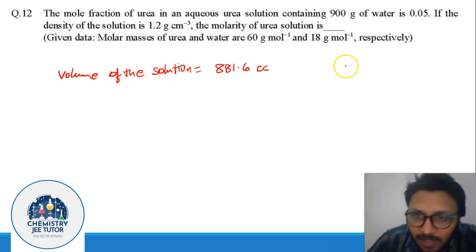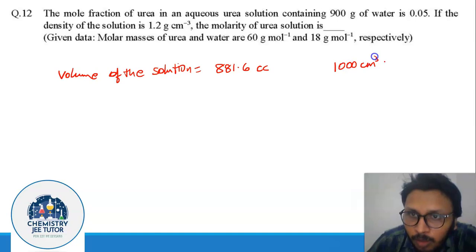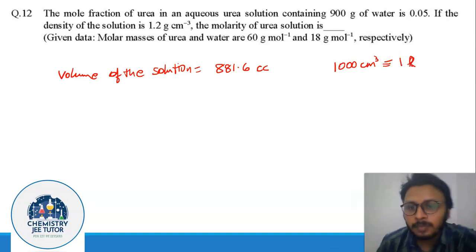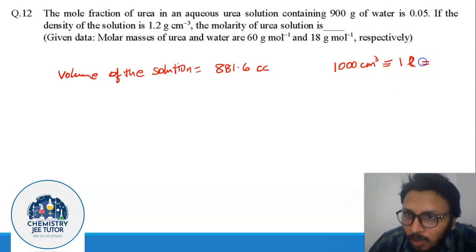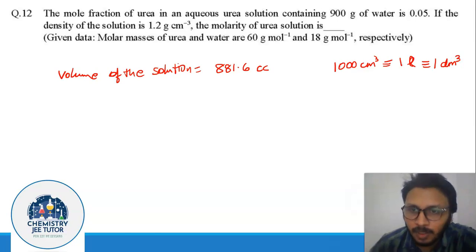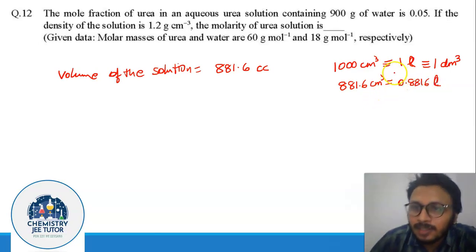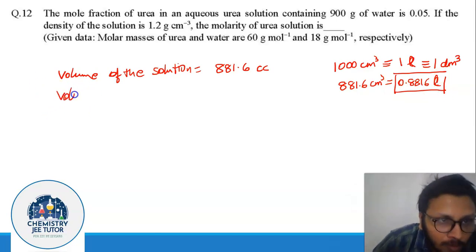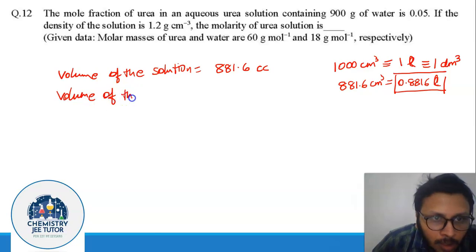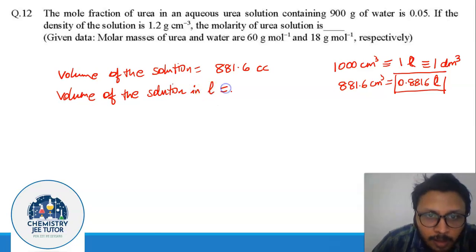Now this is very easy. We know 1000 centimeter cube is equal to 1 liter. We know this, hopefully. Okay. 1 liter is equal to 1 decimeter cube, and if you calculate this from the metric system, 1 decimeter cube is equal to 1000 centimeter cube. Okay, so 881.6 centimeter cube must be equal to 0.8816 liter. This is the total volume of the solution in liter. So the volume of the solution in liter is equal to 0.8816.